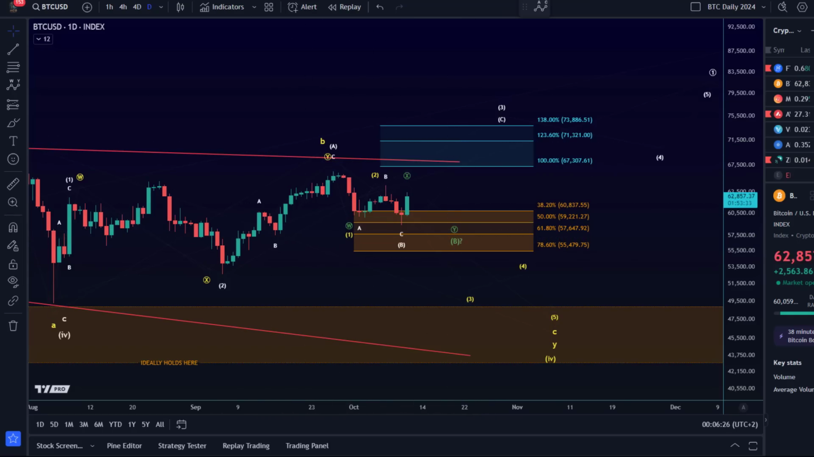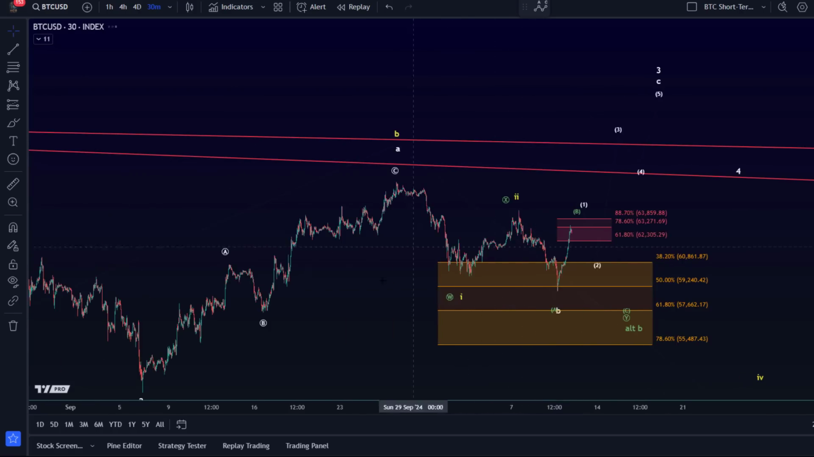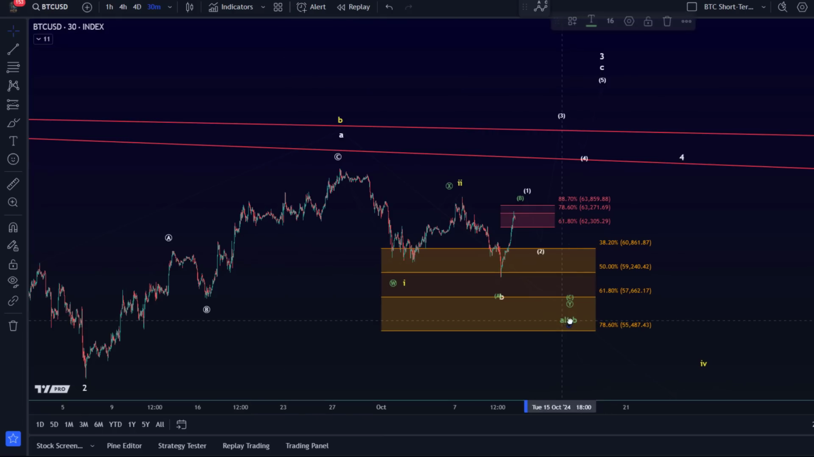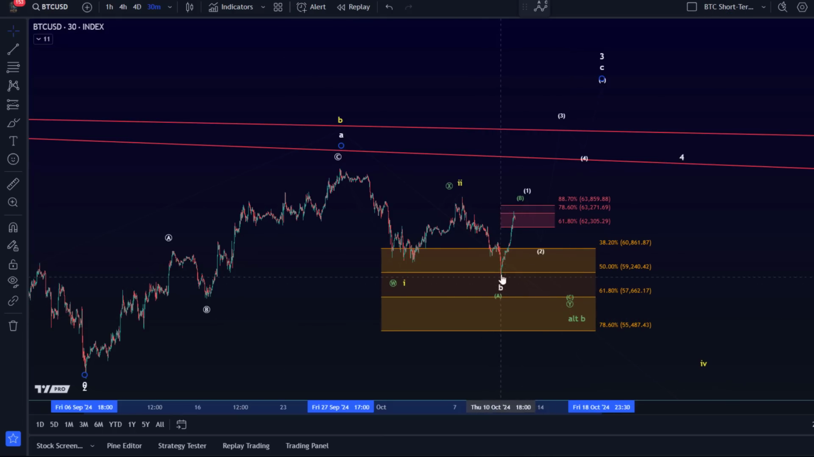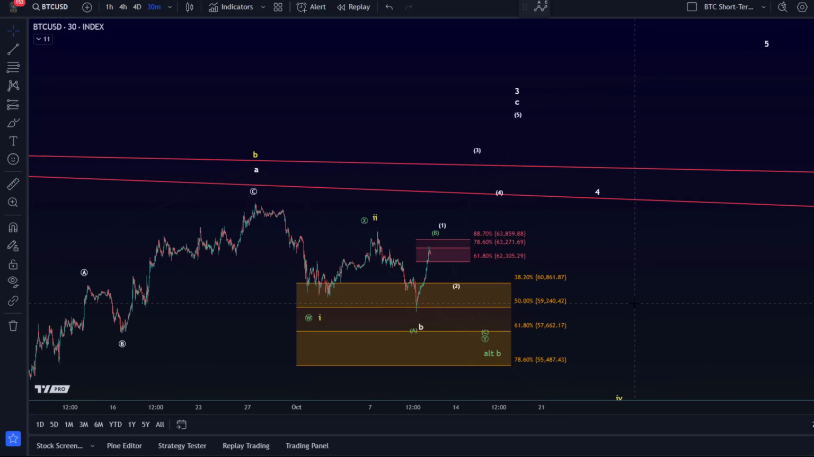Now let's take a look at the smaller time frame here, because this is exactly that green B wave that you've just seen on the larger time frame. The white B wave might have bottomed, yes, but what do we need to see for that? I already explained in the last video actually what I need to see. And it would be a higher low.